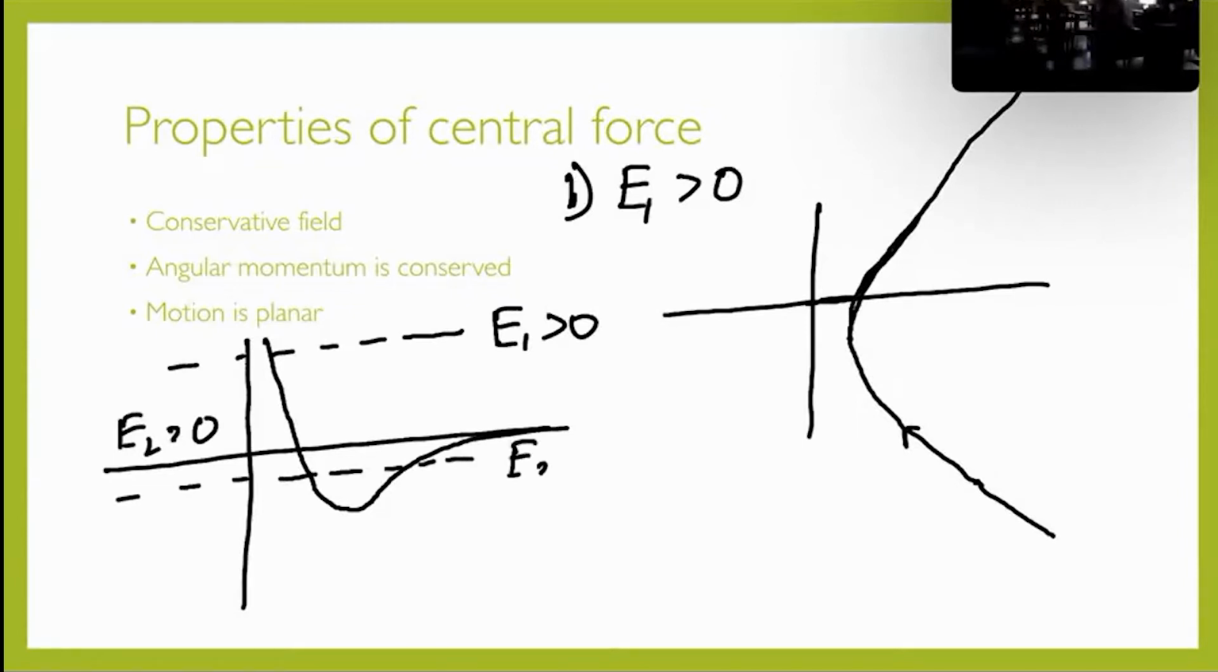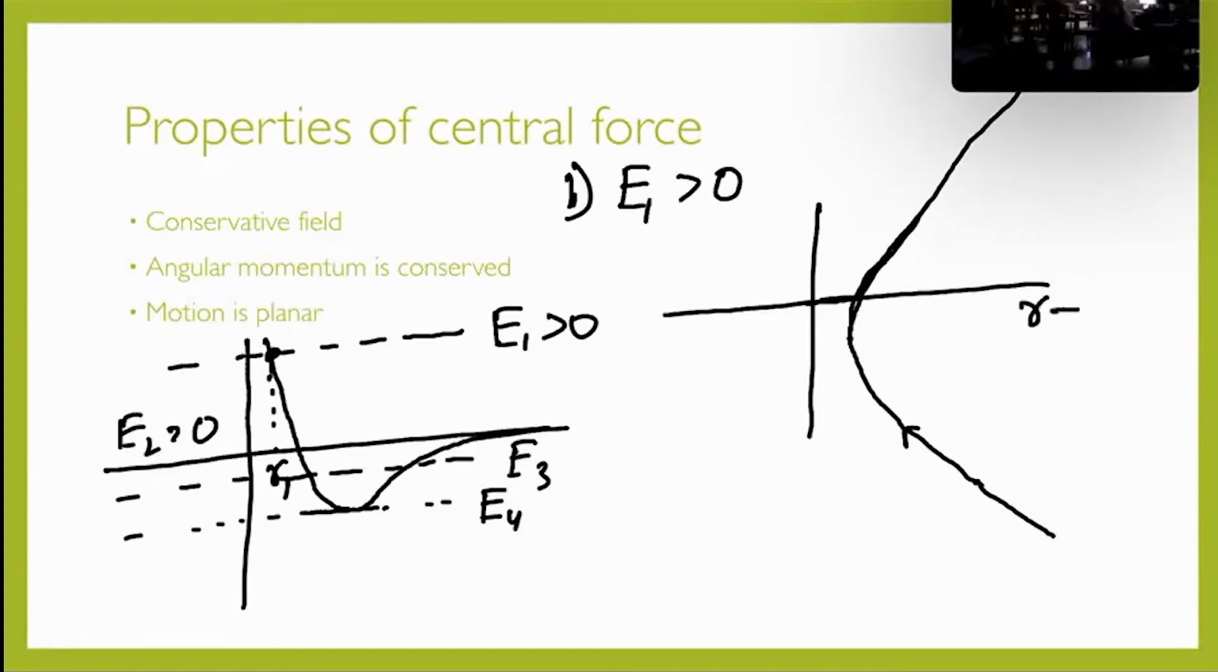Then E3, E4. Okay, we will be looking at the turning points here. For E1 greater than 0, the turning point is this, or you can say the intersection point. A turning point is basically where your radial velocity equals 0. So this is a turning point. Let me take this point as R1. This is your R1. Okay, so this is for E1 greater than 0.